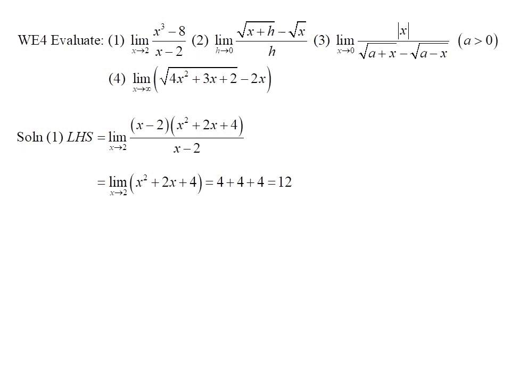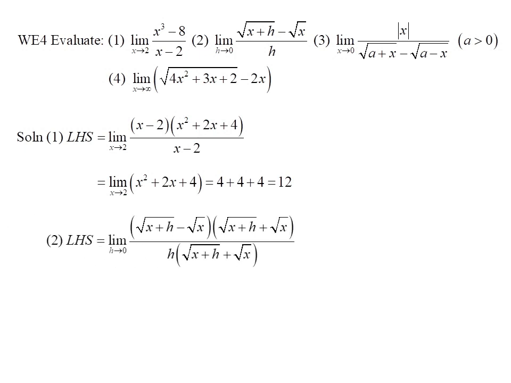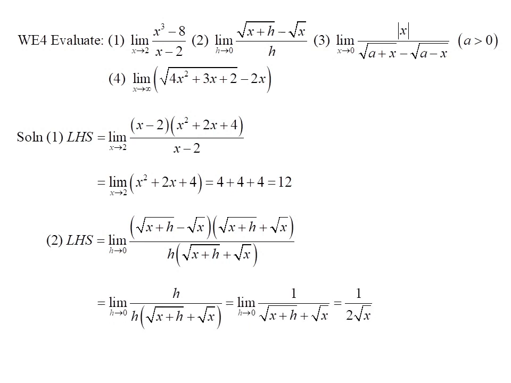Here we apply the same technique for question 2. After multiplying both numerator and denominator by the conjugate of the numerator, the expression becomes the limit of h over the product of h and the sum of the square root of x plus h and the square root of x. After being simplified and h is substituted by 0, the limit equals the reciprocal of 2 square root of x.